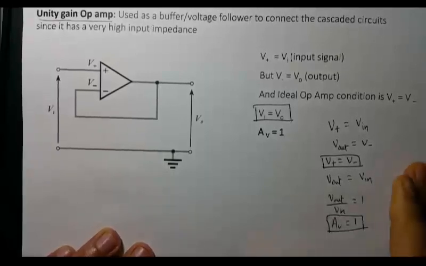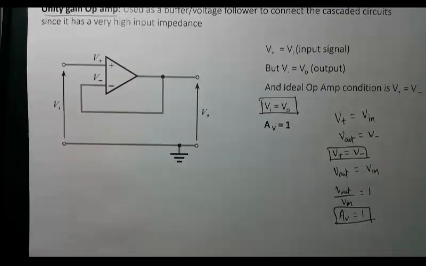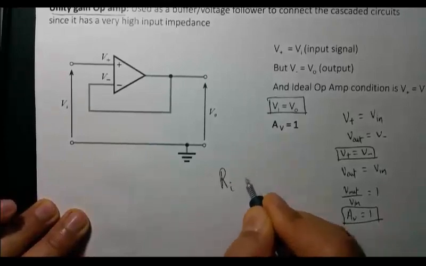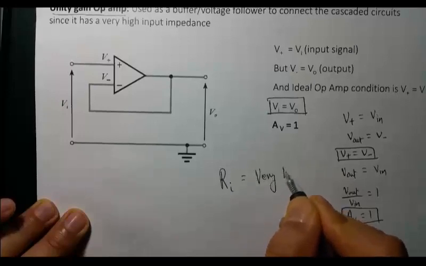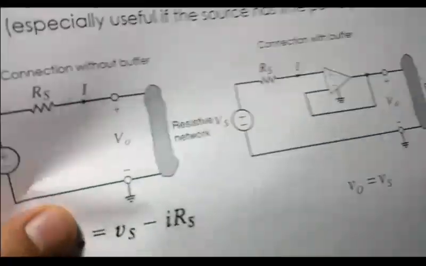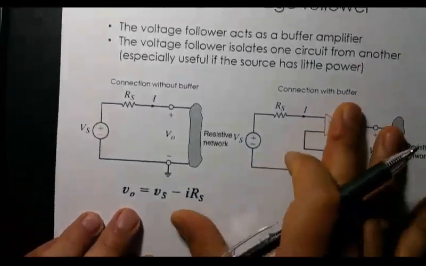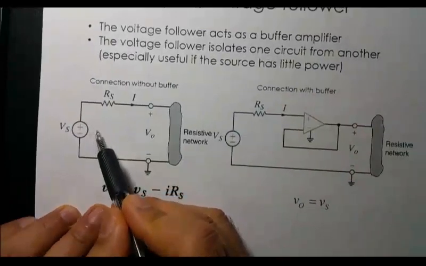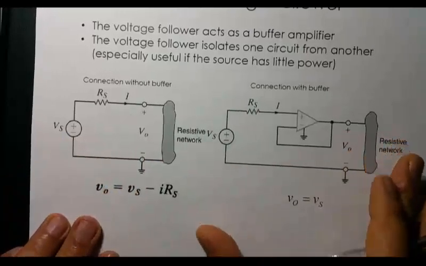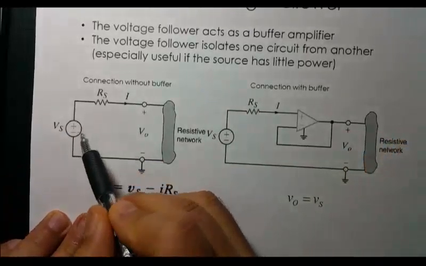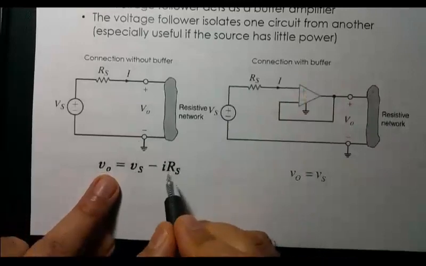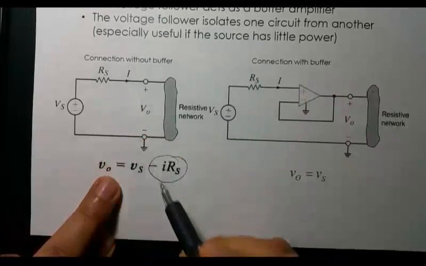So why do you need a unity amplifier? Since an OpAmp has very high input impedance, as you know, tens of mega ohms, it is used for isolation. So for example, if you just apply this source, any source, and as you know, any source has some internal resistance, right? Because none of the sources are perfect. And if you apply this input to your circuitry, it internally loses some voltage like this.